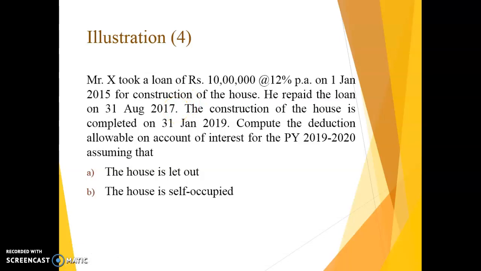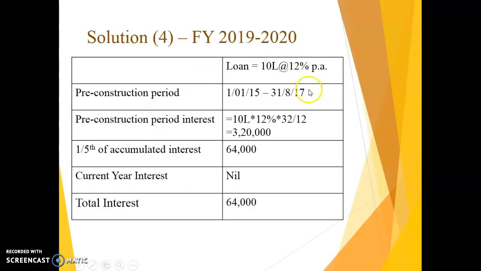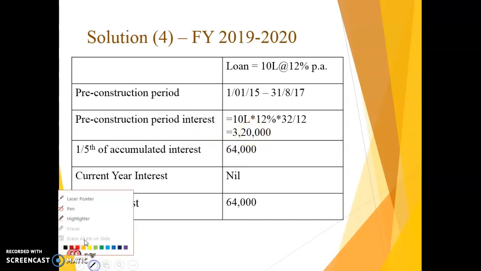The March concept will not come in this. The March concept comes in the case of construction of the house. So here you will take the exact date, that is 31st August 2017. So you took out all the months in between. So the months are 32 months. Now you will calculate the pre-construction period interest. So 10 lakhs into 12% into 32 months divided by 12. It is coming out to be 3,20,000.